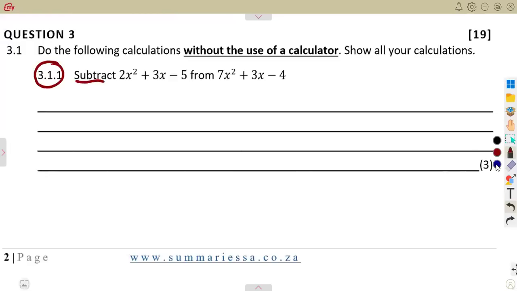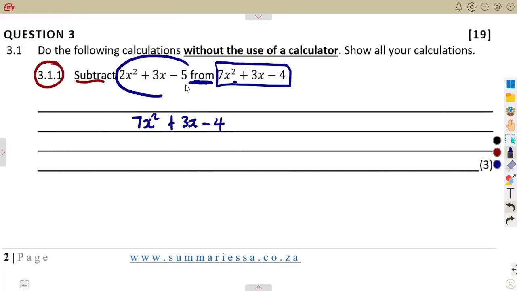Subtract, take note, subtract this whole part from, that is the most important, from here, you take this one, that is where we are subtracting this from this, from, that is where you've considered. So it is supposed to be 7x squared plus 3x minus 4.